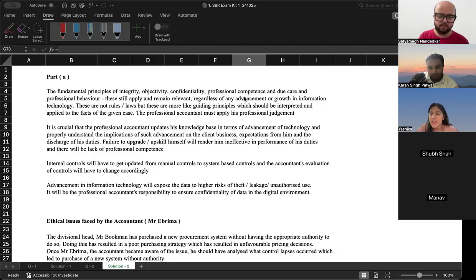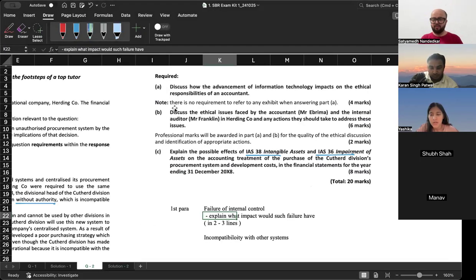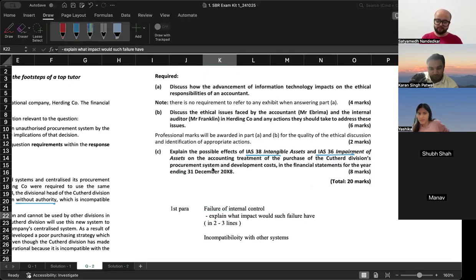So can you please show the question once? Okay, but this has got nothing to do with the question. They have also mentioned no requirement to refer to any exhibit. Yes, sir. For the C1 part, I wanted to see. Okay. So can you show the exhibit?